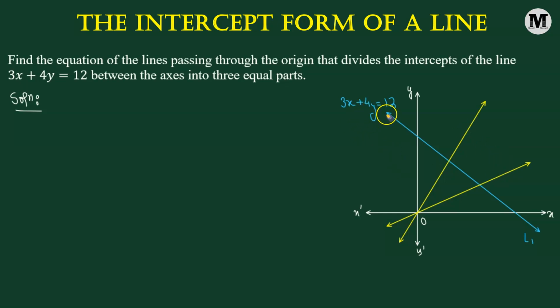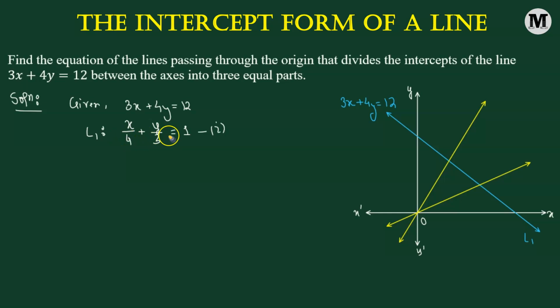So here we have 3x plus 4y equals to 12. That's given to us. Let's try to convert this equation into the intercept form. So we have 3x plus 4y equals to 12. All we have to do is divide by 12. That's going to give us x over 4 added to y over 3 equals to 1. So this is the equation of the line L1 in the intercept form.